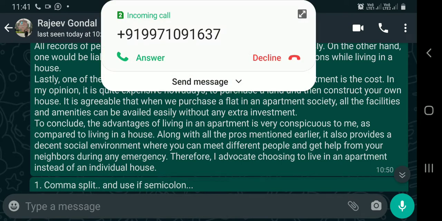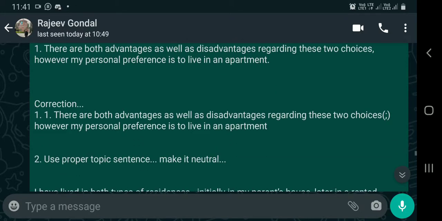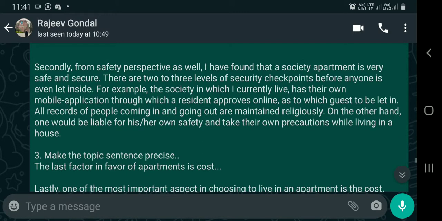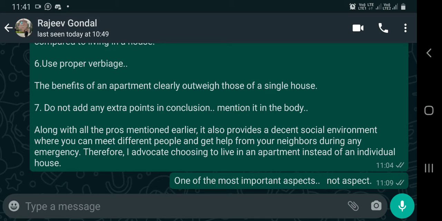So considering all the errors and everything that we have discussed, this essay stands at around 6 to 6.5 in its overall evaluation. I'll send these to you, and this will be helpful for you to understand the nuances of learning, of writing.